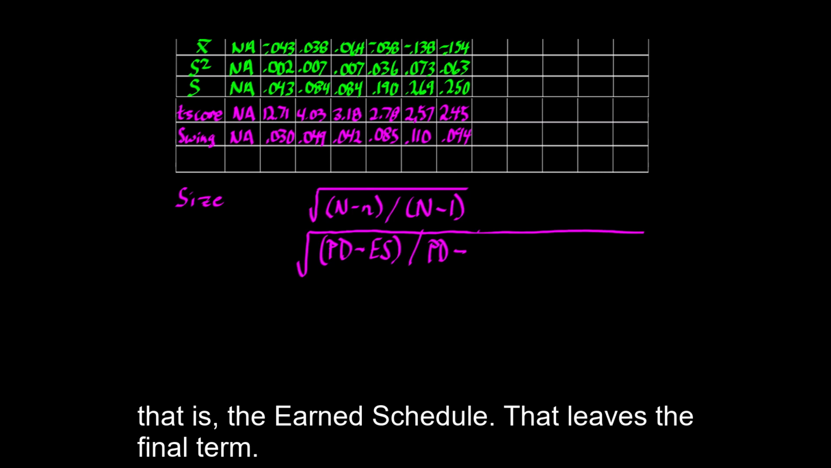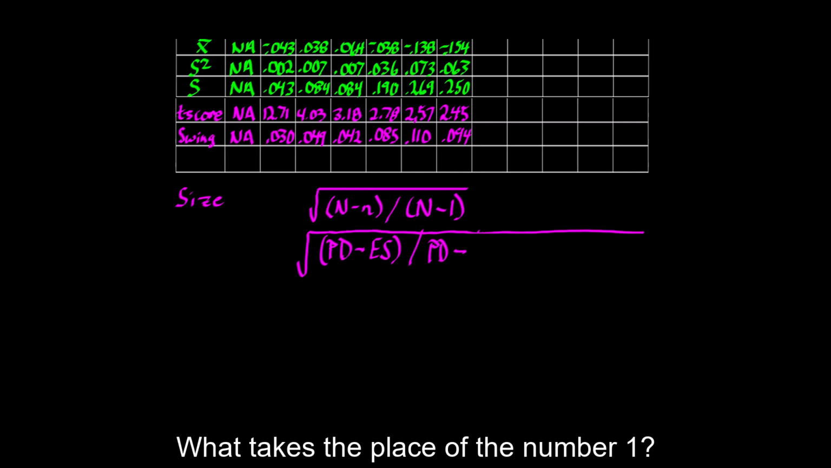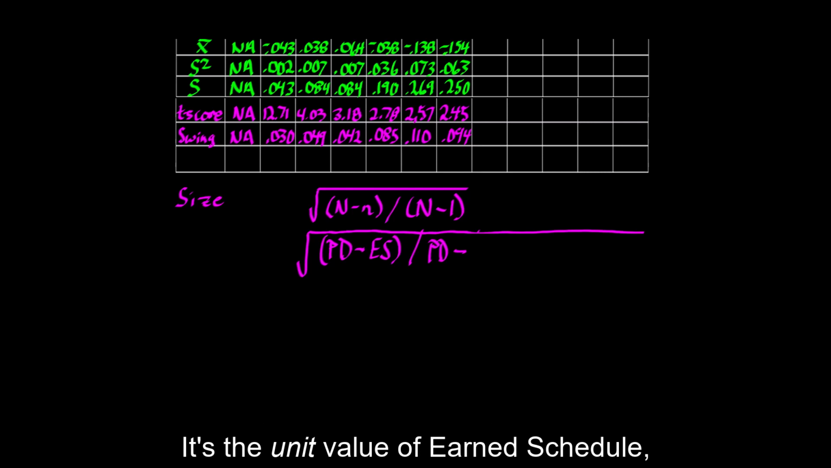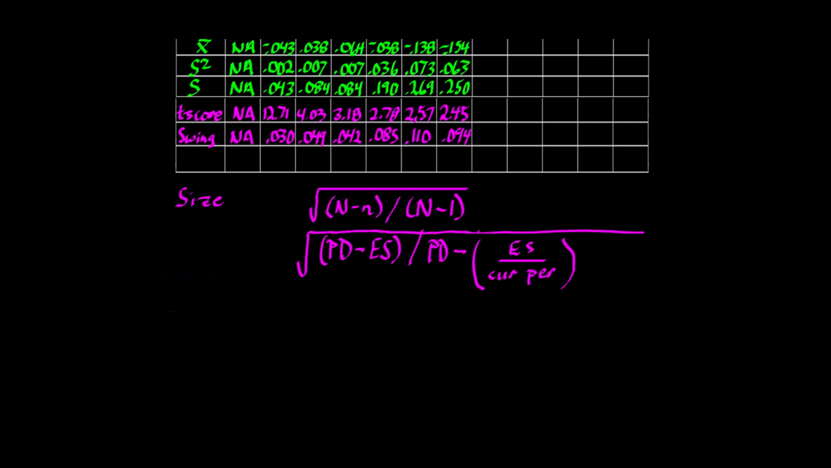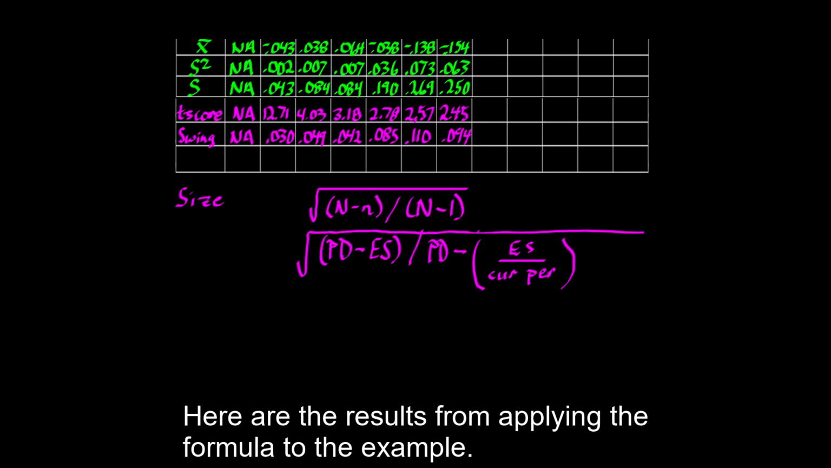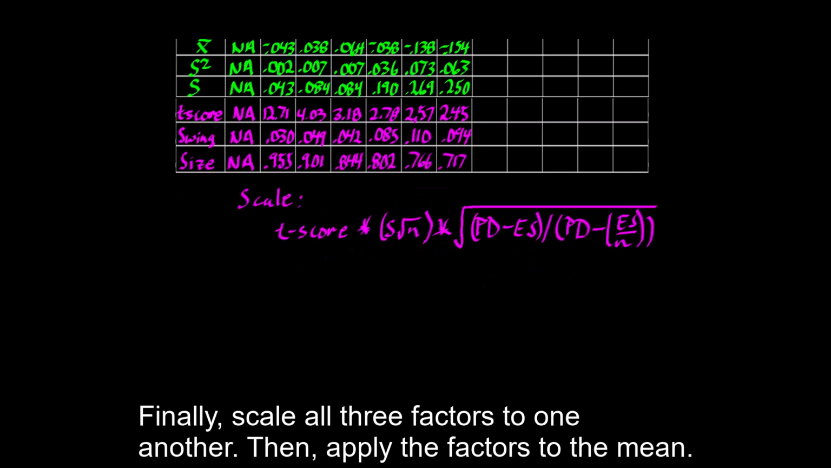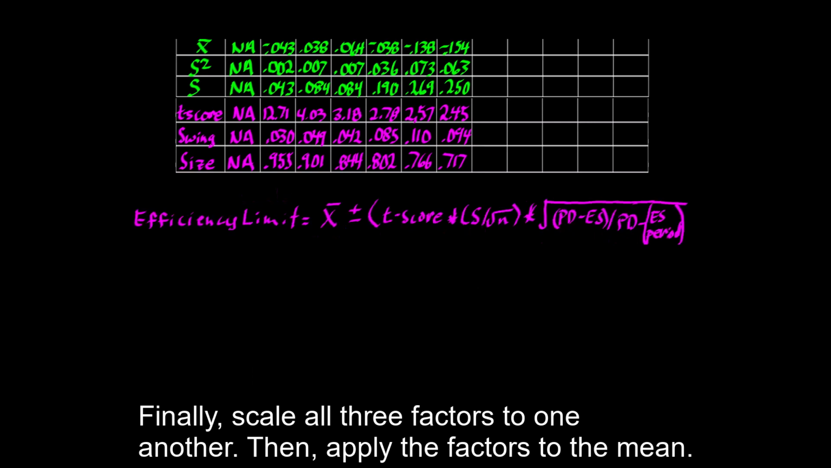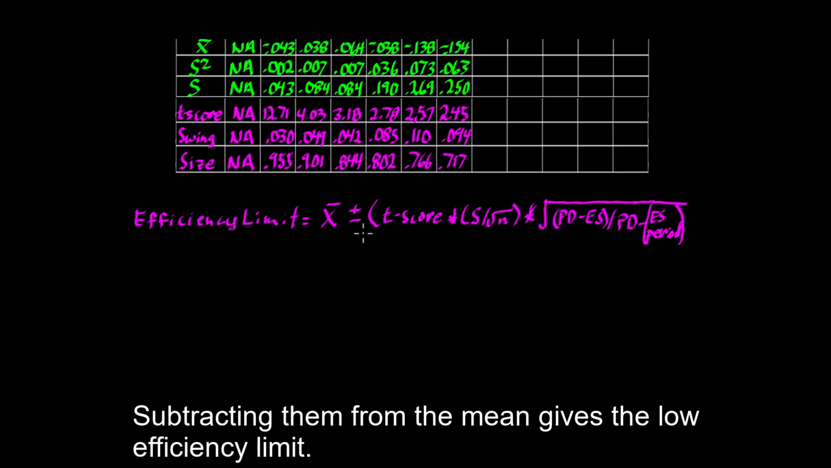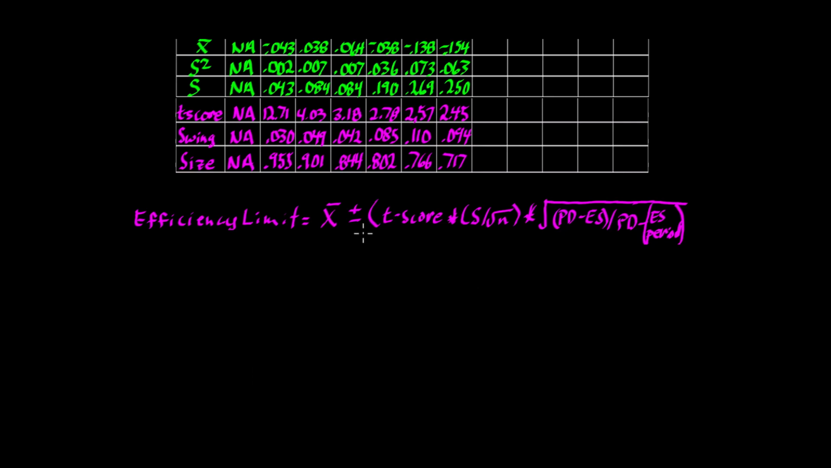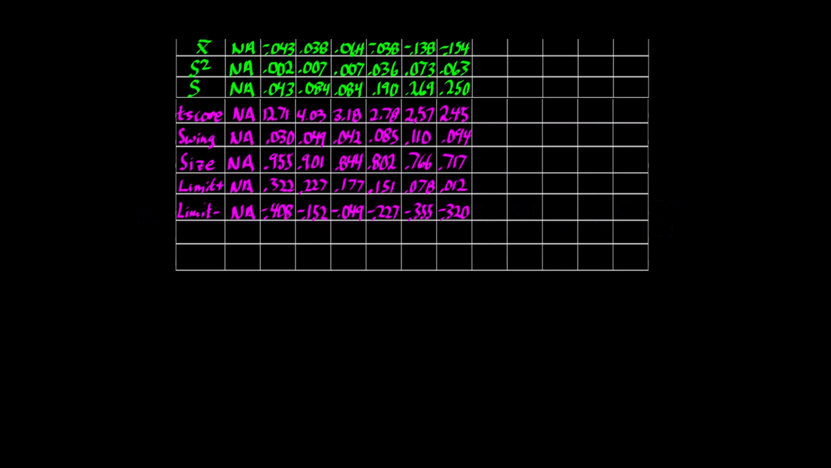That leaves the final term. What takes the place of the number 1? It's the unit value of earned schedule. That is, the earned schedule divided by the current period. Here are the results from applying the formula to the example. Finally, scale all 3 factors to one another. Then, apply the factors to the mean. Adding them to the mean gives the high efficiency limit. Subtracting them from the mean gives the low efficiency limit. Here are the limits for the example.